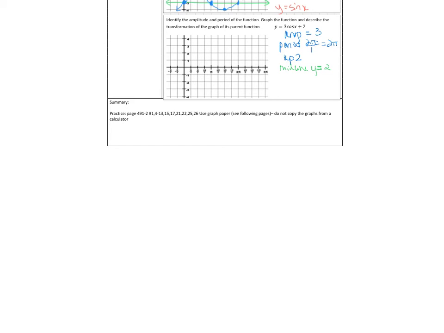And so my transformation is a vertical shift up 2 and a vertical stretch by 3. Can you read that? Nope. A vertical stretch by 3 is what that should have said.